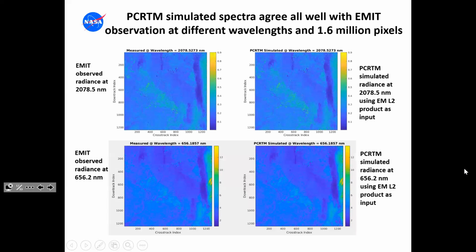Now, if you just pick one wavelength and this is measured, you can see the high spatial resolution. I think it has 1.6 million pixels. You can see the simulated versus the observed; they agree with each other very well. This is 2.2 microns, and this is 6.5 microns. You can see they have different features from the top of atmosphere, but the two agree pretty well.